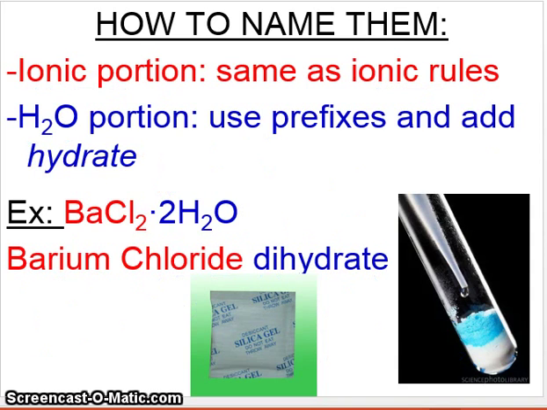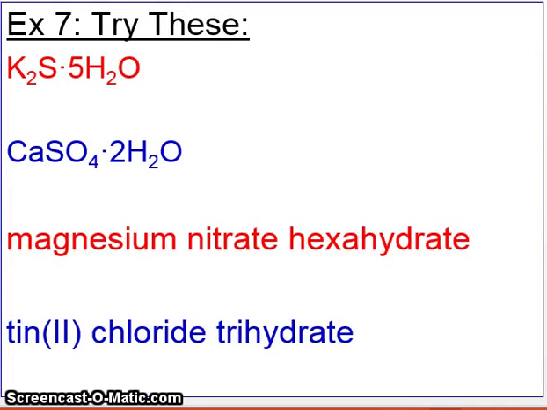So let's show you some examples. Why not we try a few of these examples? Let's do 2 going from the formula to the name, and 2 going from the name to the formula. So the first one is K2S.5H2O.